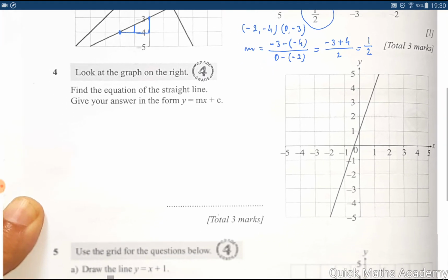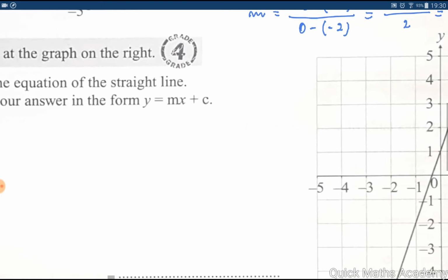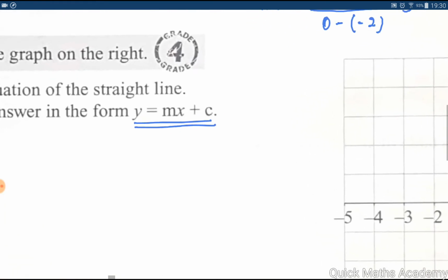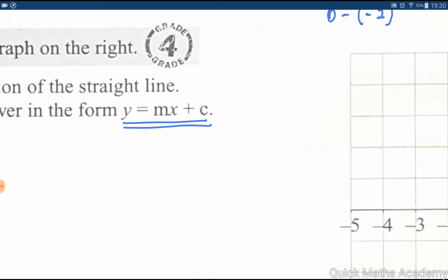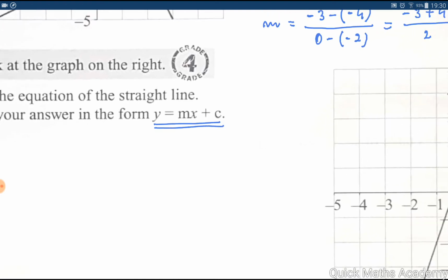Look at the graph at the right, find the equation of the straight line, give your answer in the form y equals mx plus c. Okay. So we want to find the equation of this line. I already told you that the equation of a straight line is always like this, always. But let's decode what these values are. x and y are just points, the coordinates of the points. But m is my gradient.